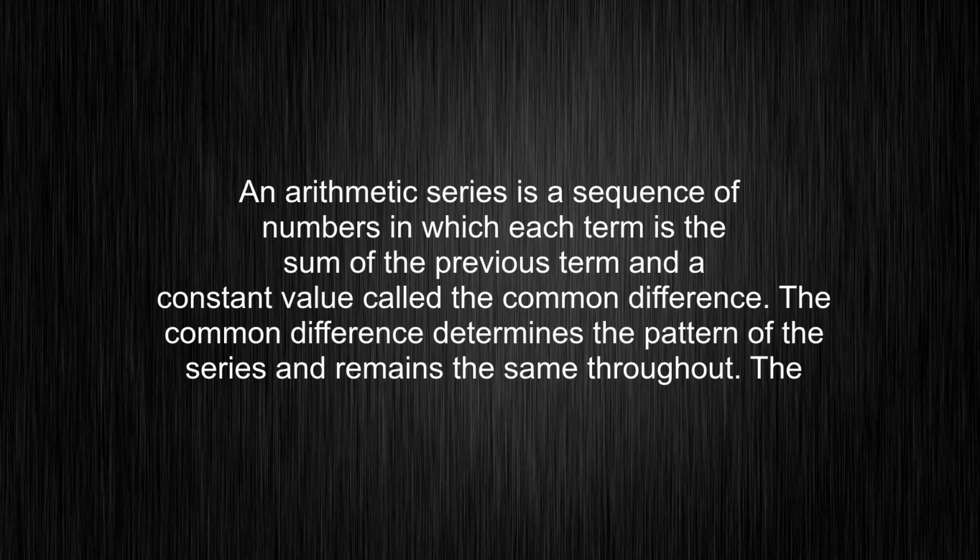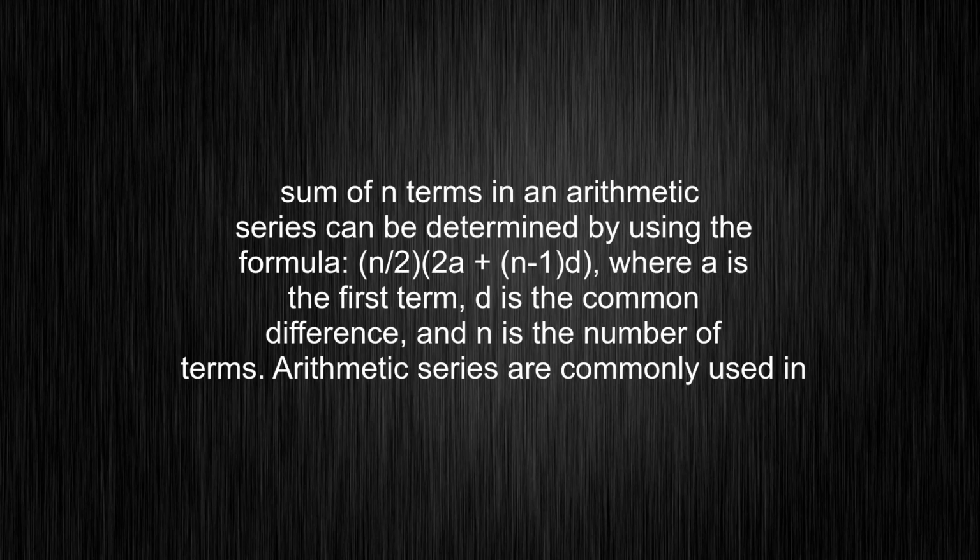The sum of n terms in an arithmetic series can be determined by using the formula n/2 (2a + (n - 1)d), where a is the first term, d is the common difference, and n is the number of terms.